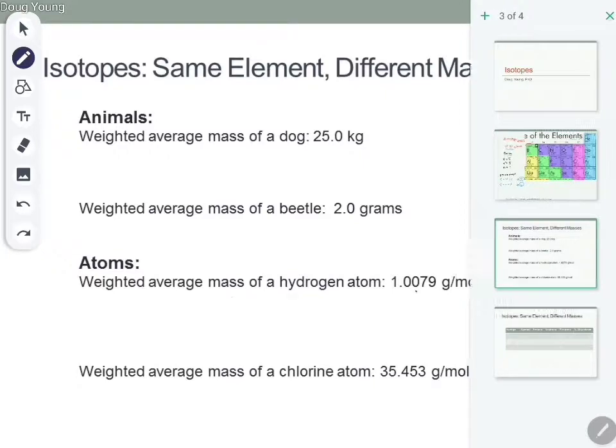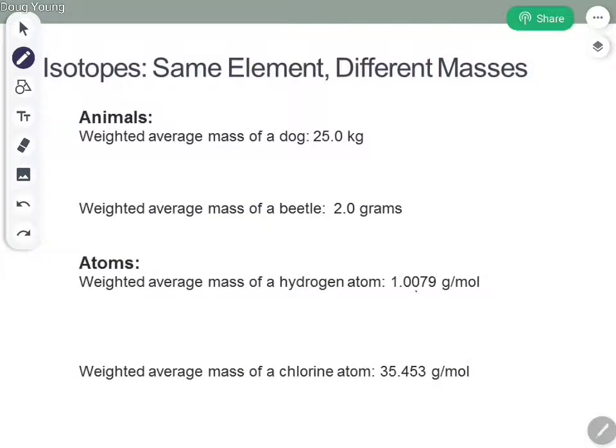Let me give you a different analogy to hopefully clarify this a little bit more. So I'm going to compare animals versus atoms, right? I'm just going to pick 2 animals. I've got dogs, right? So the weighted average mass of a dog is about 25 kilograms. That's like 40 pounds. And you might be hearing that number and think, whoa, 40 pounds for a dog. There are so many dogs that are smaller than that. Or you might be thinking, whoa, that's so small. My dog weighs way more than 45 pounds.